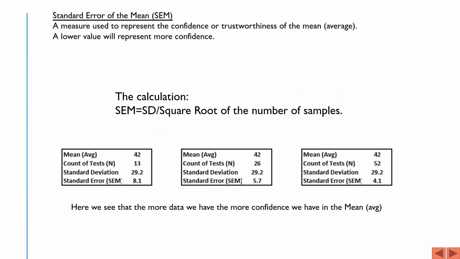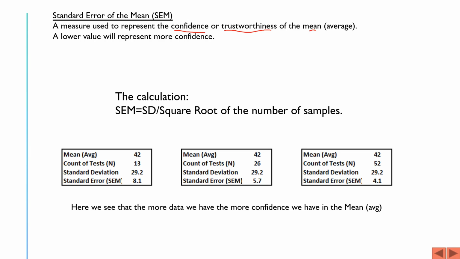So once we have that and we have the number of tests that we have and we calculate the mean, we can calculate out the standard error. And let's take a look at that. And first of all, what's the definition of the standard error? Well, it's a confidence calculation or a trustworthiness calculation of the mean. The lower that value, the more trustworthy or confident we are in the calculation of the mean.